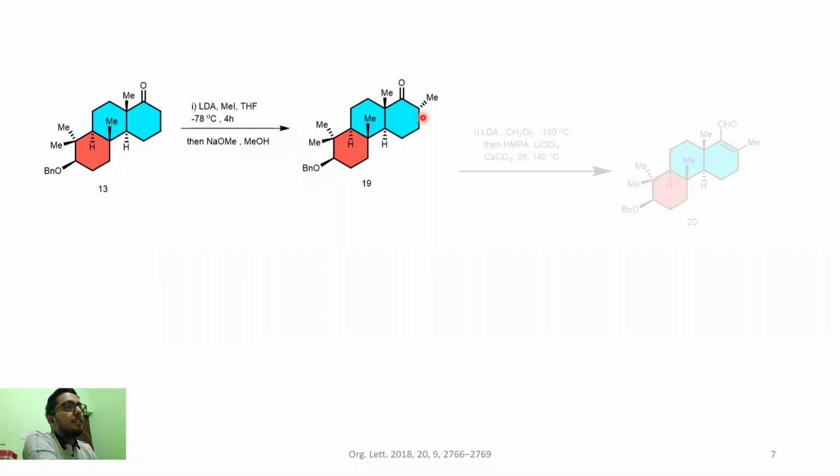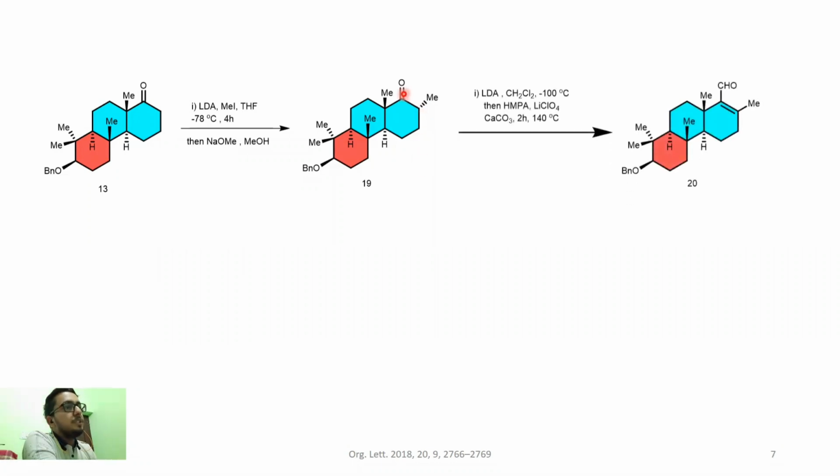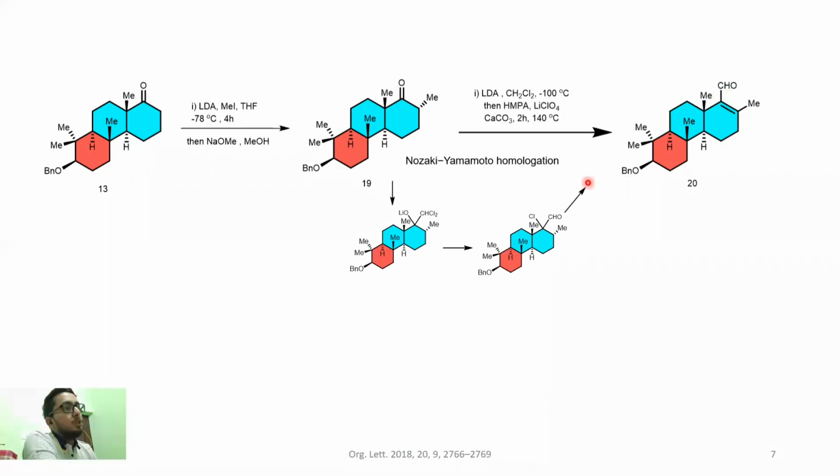Now this molecule 19, the next challenge is to change this ketonic group into a one-carbon-extra aldehyde, which is also alpha-beta unsaturated. Now on this molecule we use this Nagata-Yamamoto homologation reaction. So in this reaction, this ketonic group changes into an aldehyde with one carbon extra in this way. So the most probable mechanism of this reaction is using a carbene insertion reaction.